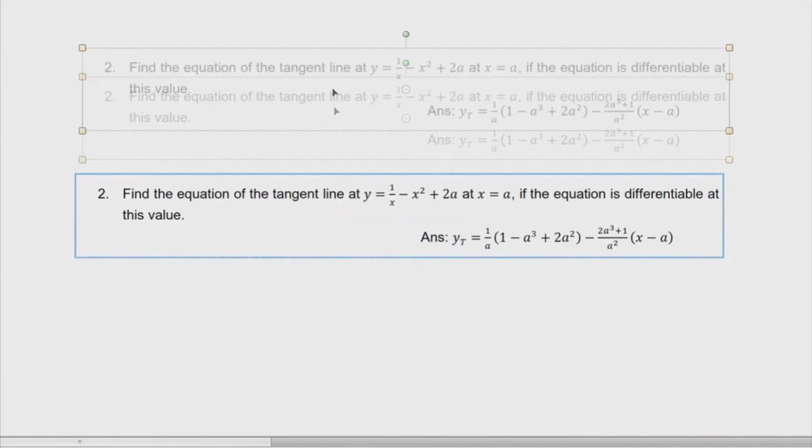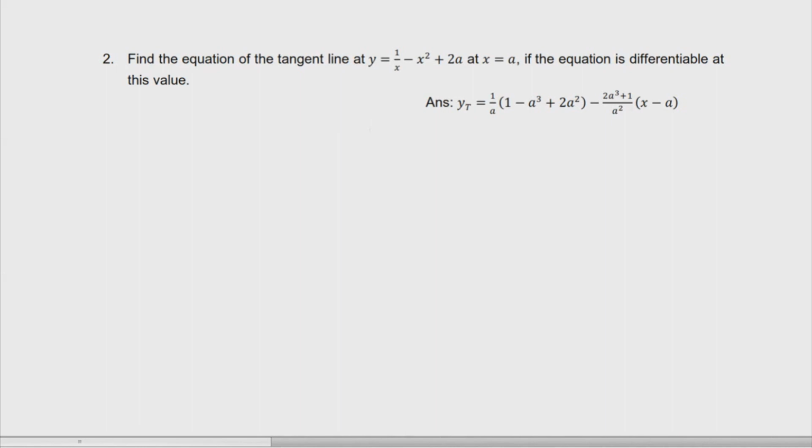Okay, so now let's try number 2 in this sheet. So we need to find the equation of the tangent line at x equals a, being differentiable at this value. It is very important to emphasize that the function should be differentiable at a certain point, letter a or c, because if it's not, then we can't actually find the derivative at that point. So it must be specified that it should be differentiable when we don't give any constant value like a number.